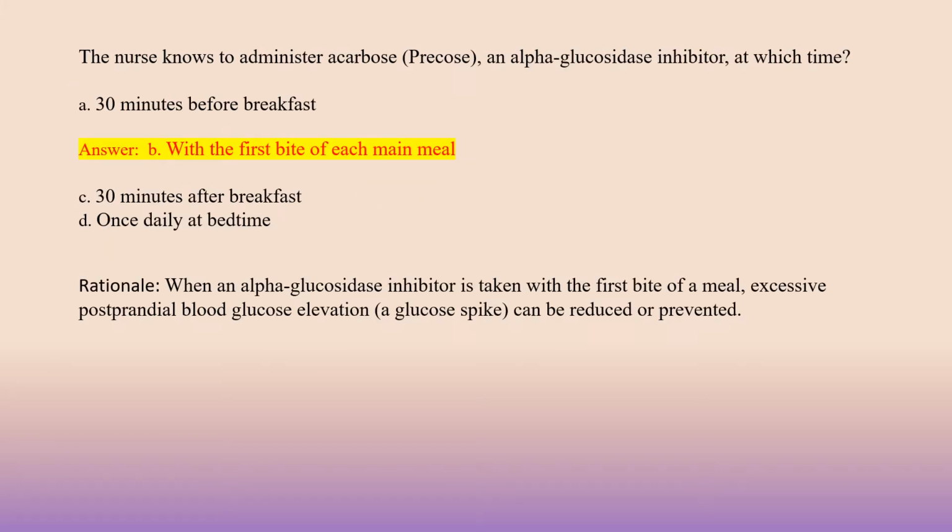Answer: B. With the first bite of each main meal. Rationale: When an alpha-glucosidase inhibitor is taken with the first bite of a meal, excessive postprandial blood glucose elevation, a glucose spike, can be reduced or prevented.